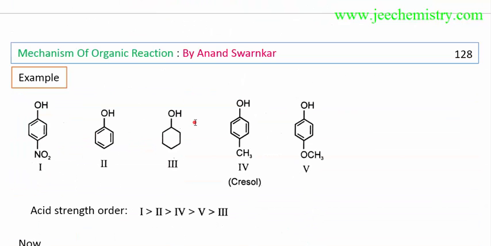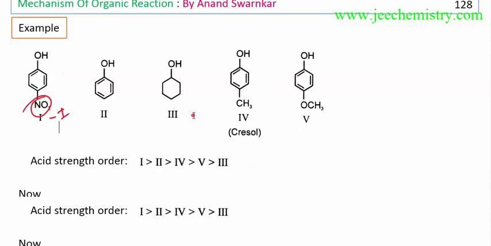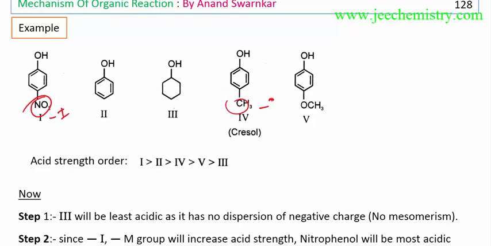Now I will explain a little bit with an example. This is a phenol, this is a phenol. This is providing minus I effect. This is cyclohexanol, and this compound is providing plus I effect. This compound is providing plus M effect. All these things are the same, but we have to consider the group. This one isn't having any minus I effect, plus M effect, or any effect. So we have to compare the acidic strength.